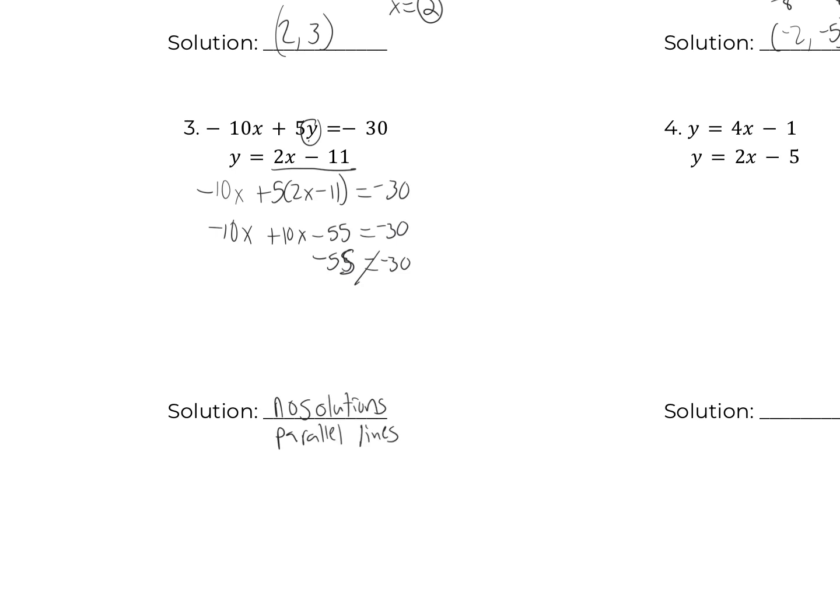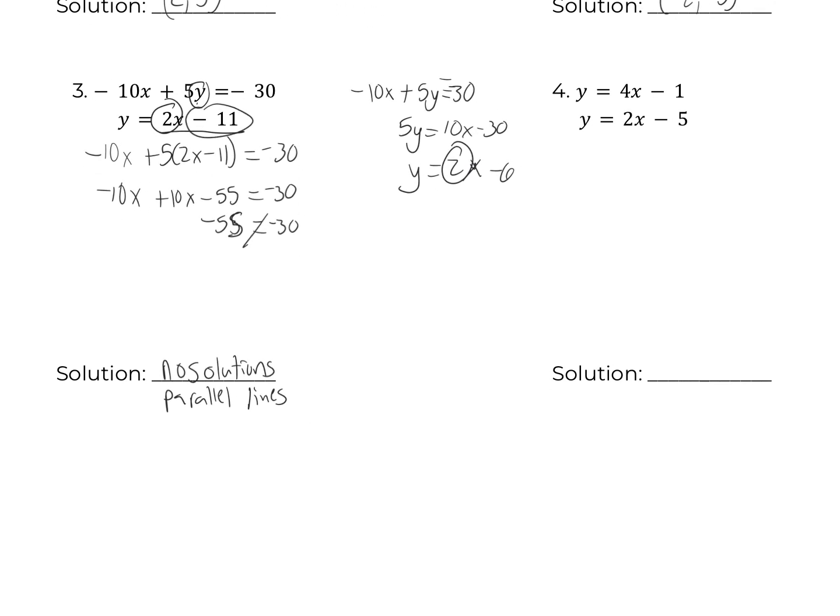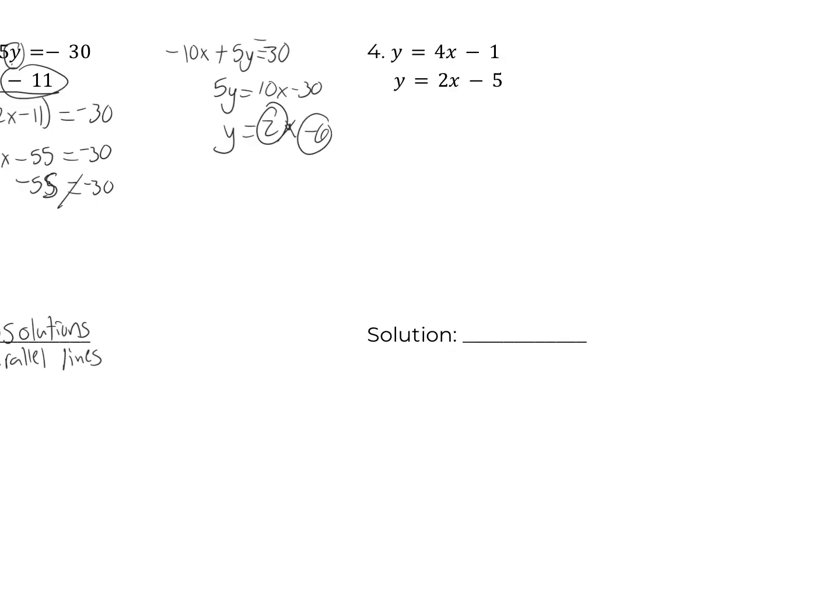And I can prove that those are parallel lines. Remember, parallel lines have the same slope. Let's look at this equation again. -10x plus 5y equals -30. If I want to get y by itself, I'd add 10x to both sides to get 5y equals 10x minus 30. Then divide both sides by 5. Gives me 2x minus 6. Now look, what is the slope? 2. What's the slope of the other one? 2. Look, they have the same slope. So they're parallel. They're not the same line because my y-intercepts are different, -11 and -6, but they do have the same slope, so they are basically parallel. They're never going to cross.